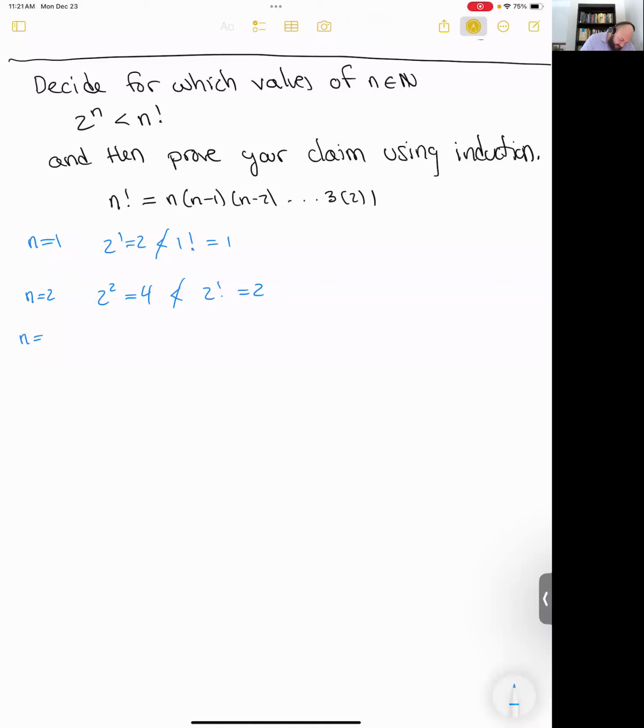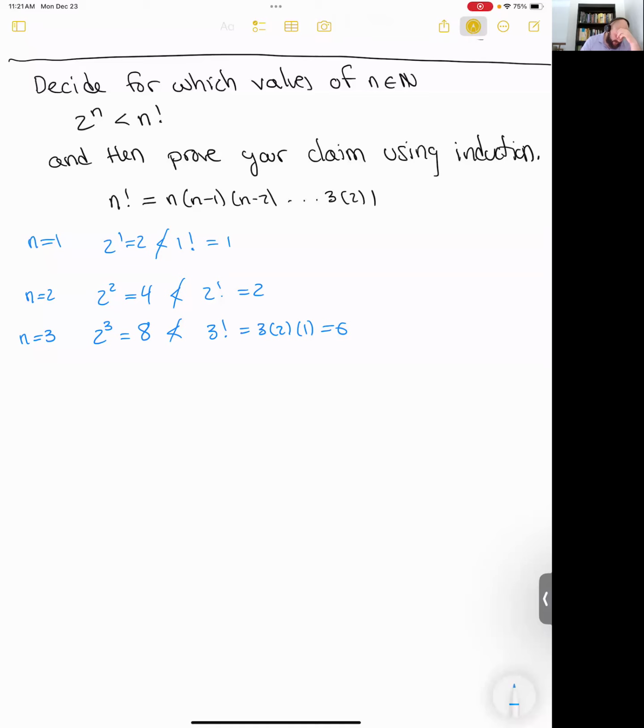All right, let's go to n equals 3. Hopefully eventually, I mean, maybe it's never true, but that would be a weird exercise. But anyway, 2 cubed is equal to 8, and 3 factorial is equal to 3 times 2 times 1, which is 6. So again, it's not. The thing is, factorial grows very fast, but in the beginning it starts off actually quite slow, at least compared to 2.